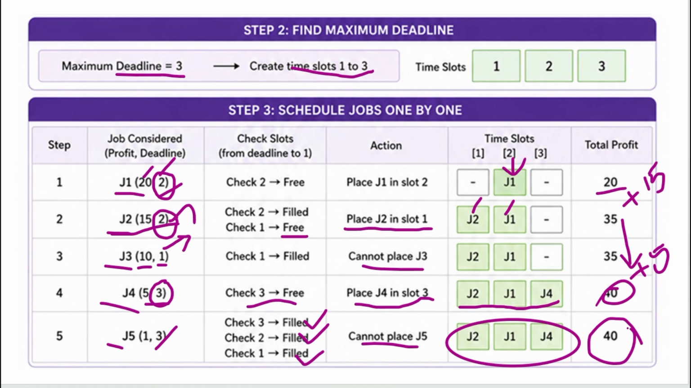So if the particular job's deadline is 2, we check that deadline first. If it is already scheduled for another job, just check the previous time slot, but we cannot exceed that deadline. Okay, so we can complete early. It is possible, right? So based on this, we fill the jobs one by one. If we cannot schedule the particular job within its deadline, just skip that job, skip that step and move on with the next one. Okay, clear?